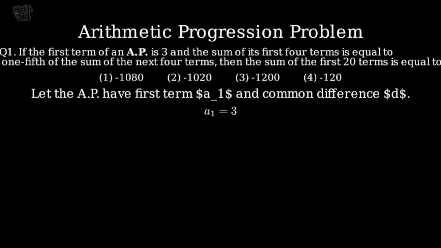Recall the formula for the sum of the first n terms of an arithmetic progression. S sub n equals n divided by 2 times the quantity 2 times a sub 1 plus n minus 1 times d. Using this formula, let's find the sum of the first 4 terms, S sub 4. We substitute n equals 4, and a sub 1 equals 3.